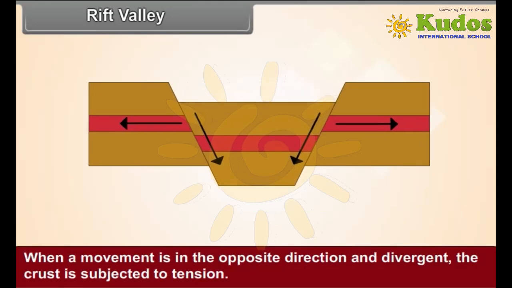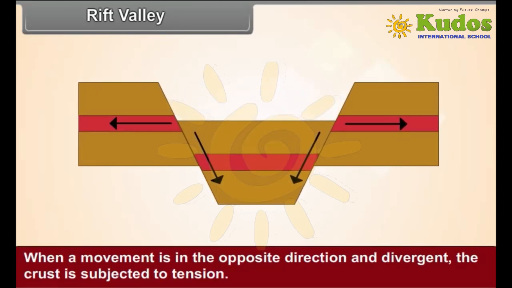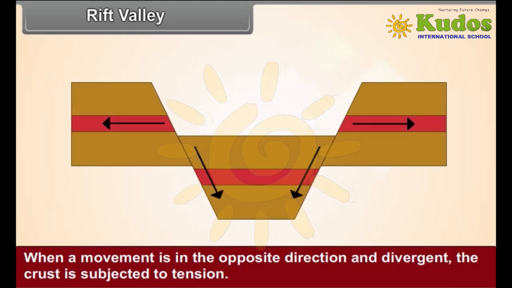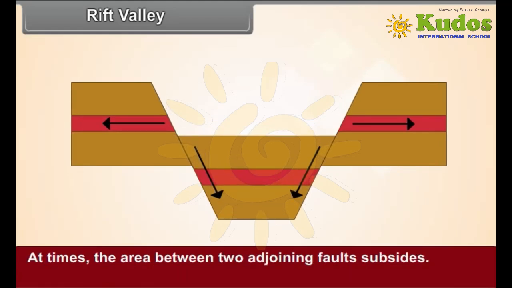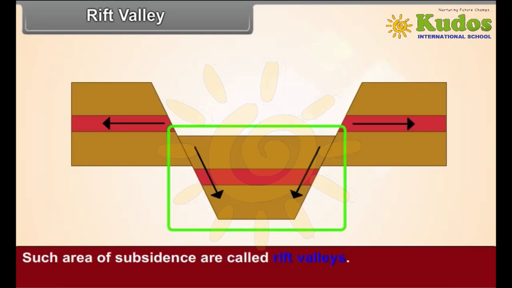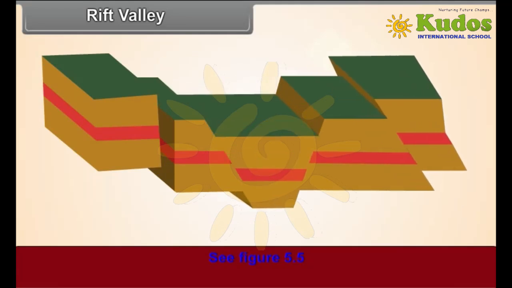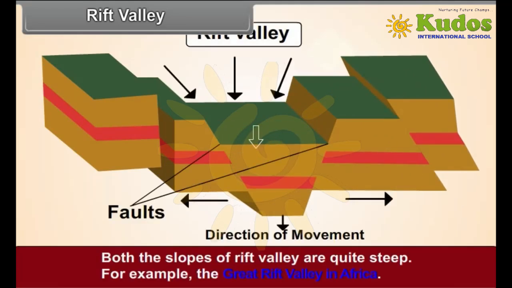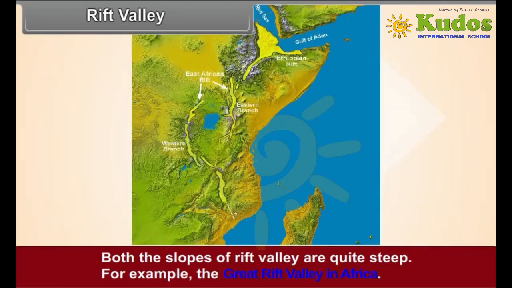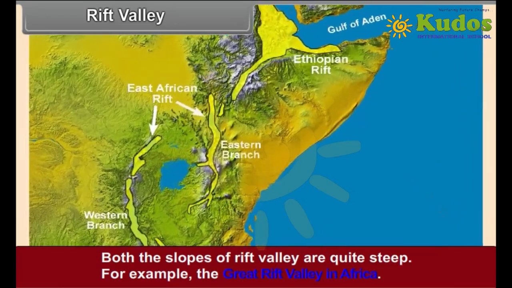Rift Valley. When the movement is in the opposite direction and divergent, the crust is subjected to tension. At times, the area between two adjoining faults subsides. Such areas of subsidence are called rift valleys. See figure 5.5. Both the slopes of rift valleys are quite steep. For example, the Great Rift Valley in Africa.